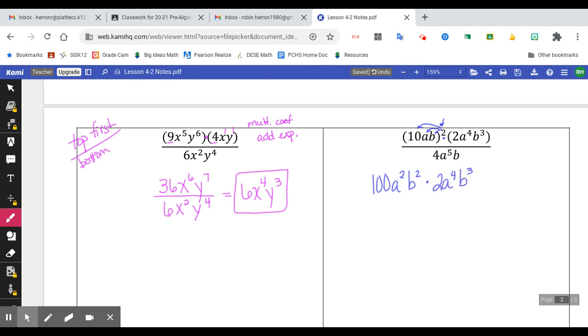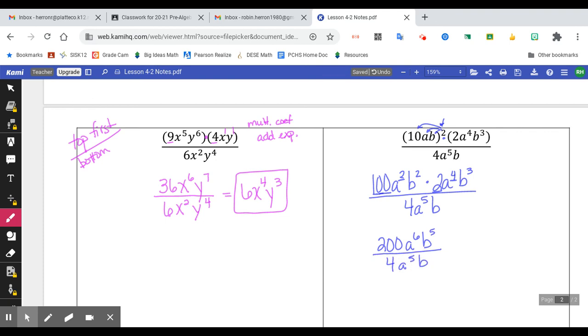I didn't change anything about this because there's nothing to distribute. And it's all over 4a to the 5th, b. Okay, now, still all things on the top, so I've got to finish that out first. 100 is my coefficient over here, and 2 is over here. So that's going to give me 200, 100 times 2. Now I'm adding exponents here. So a to the 6th, b to the 5th. That gives me my finish for my top, and I've got 4a to the 5th, b on the bottom.